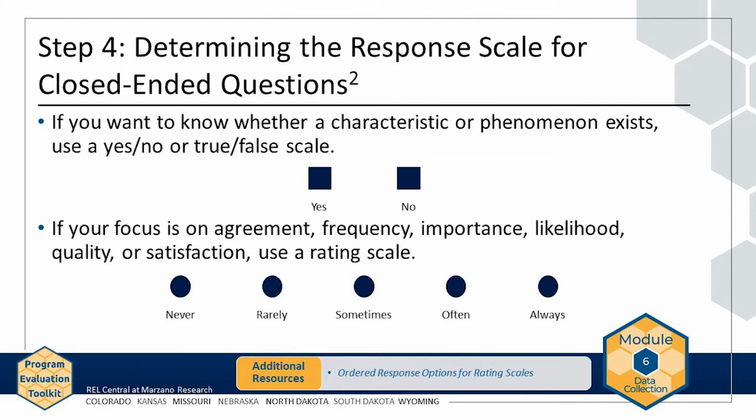If your focus is on agreement, frequency, importance, likelihood, quality, or satisfaction, consider using a rating scale. For example, for the frequency-focused question, "How often did your student complete their math homework in the last 2 weeks?" the team includes the rating scale of never, rarely, sometimes, often, and always. See the handout, Ordered Response Options for Rating Scales, available on the Resources page of the website, for example response options for rating scales.